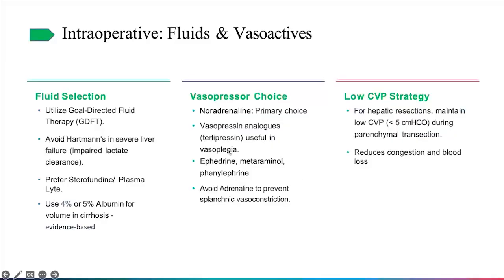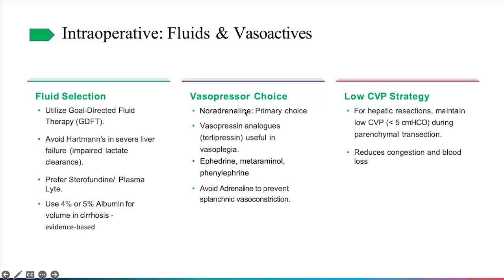Fluid selection wise, fluid therapy wise, it should always be goal-directed fluid therapy to keep the patient euvolemic. And the problem of Hartmann we discussed. The other thing is the use of 4% or 5% albumin to replace the volume in cirrhosis is evidence-based, right? By using 4% or 5% albumin, we can reduce the amount of crystalloid we infuse and increase the intravascular volume because these albumin solutions have some colloid effect. So it is good to use 4% or 5% albumin for fluid resuscitation in cirrhotic patients.